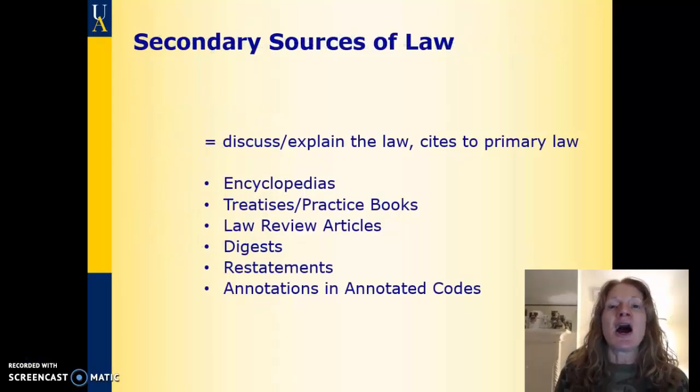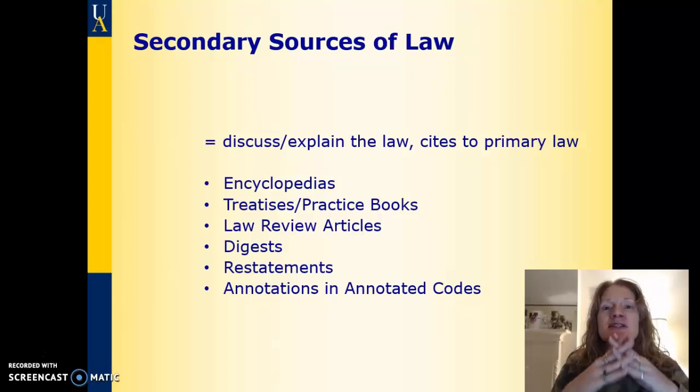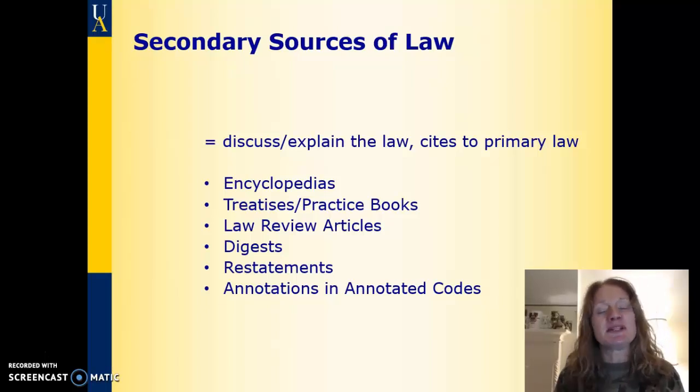Secondary sources are not the law itself. They discuss and explain the primary law. They put all these statutes and cases together for you and explain maybe what the current state of the law is. There are various types of secondary sources. We won't really get into the different types now. We're going to talk about that later. There are things like encyclopedias, practice books, law review articles, etc.